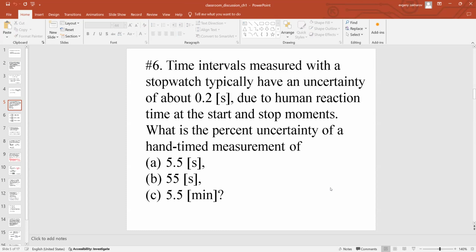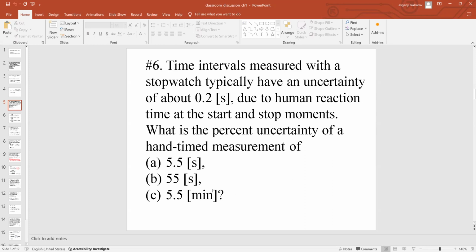Okay, we measure something with a stopwatch, and there is a 0.2 second uncertainty because of human reaction. What's the percent uncertainty of a hand time measurement of 5.5 seconds, 55 seconds, and 5.5 minutes?